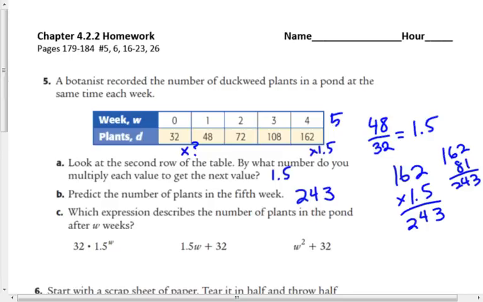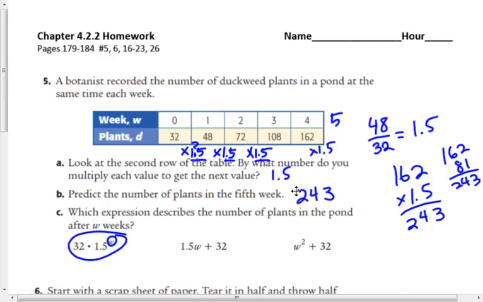And then it says, which expression describes the number of plants in the pond after W weeks? So we are increasing by multiplying by 1.5 every week. That suggests that it's an exponent because we keep multiplying by the same base. And our base is the number we're multiplying by, 1.5. So if I look at these expressions, which has a base of 1.5? That would be this one here. And we also know it's this expression because this expression has an exponent, and to continually multiply by 1.5, we need an exponent. All right, that's an example of exponential growth.